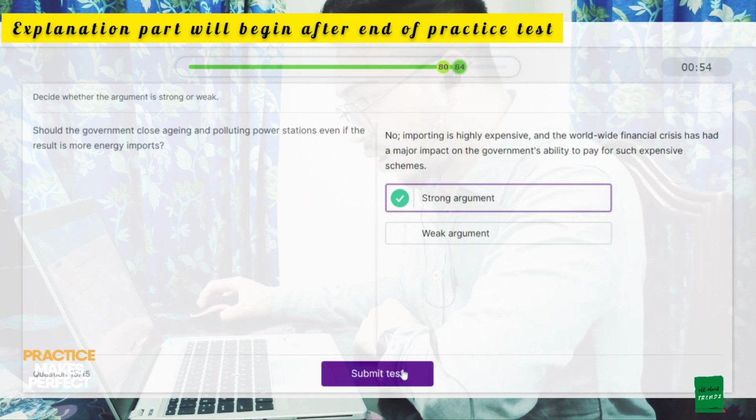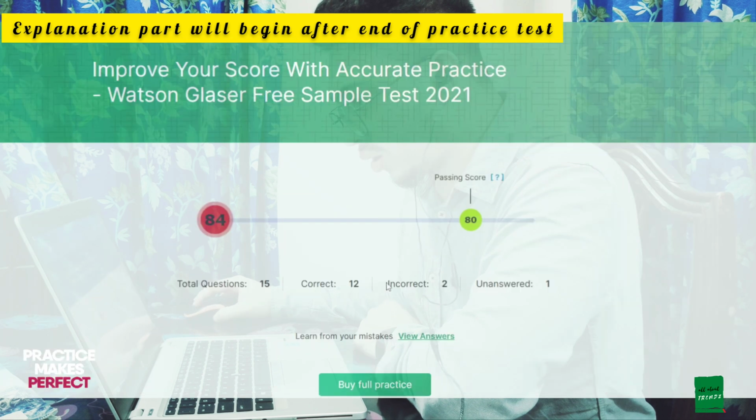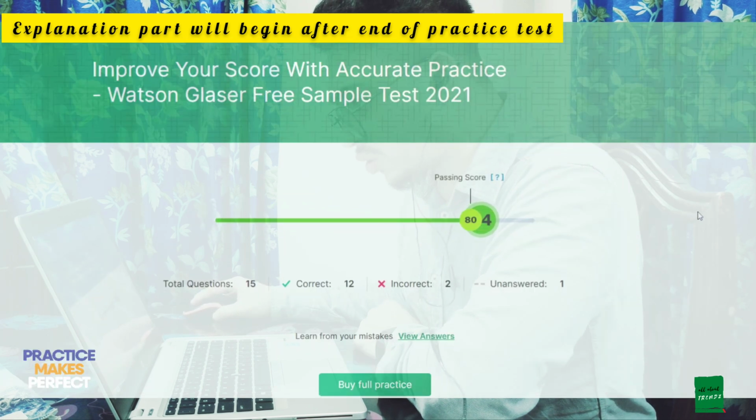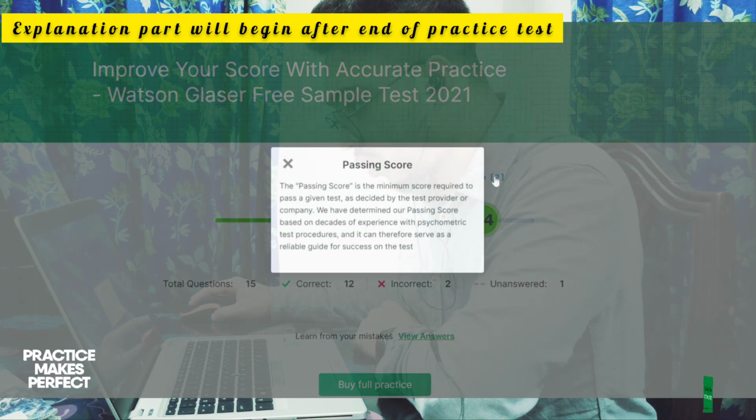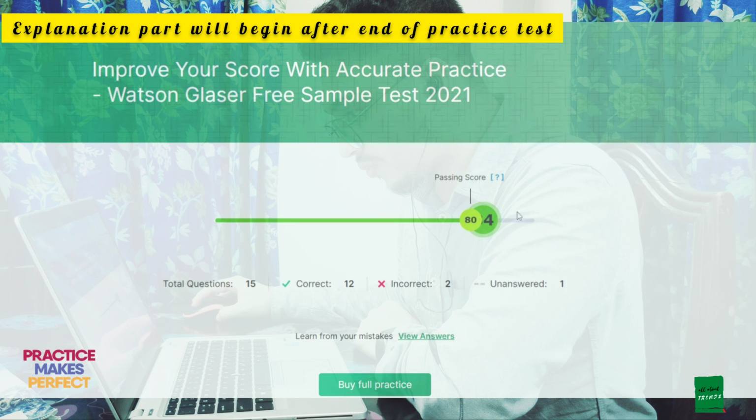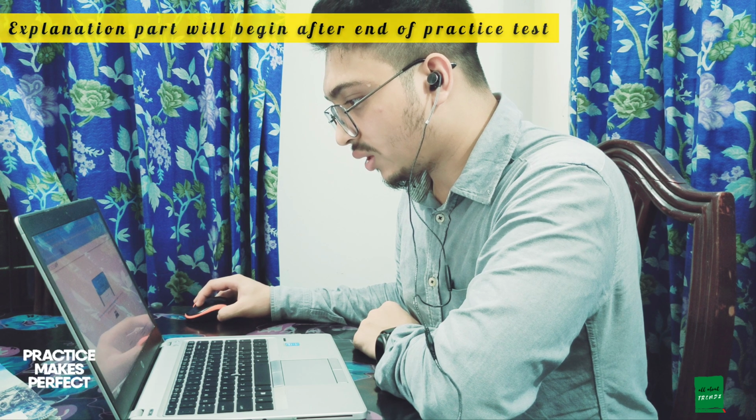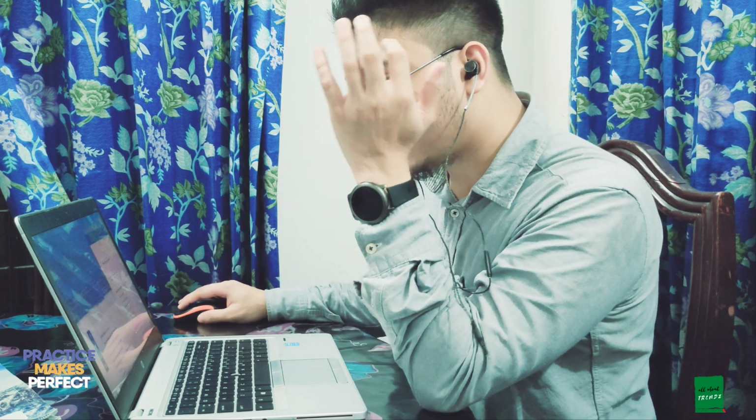So let me see how much I got. Oh my god. What's the passing score? Actually, out of 14 questions, I got 12 right and 2 incorrect. I think, guys, you can see that I'm done with my practice. This is not the conclusive task.